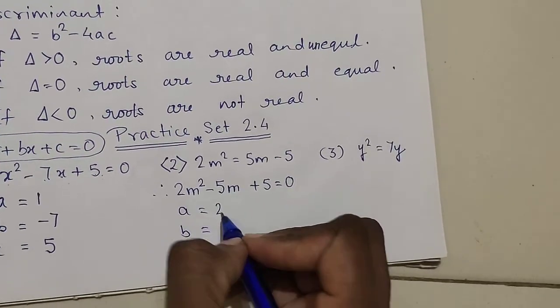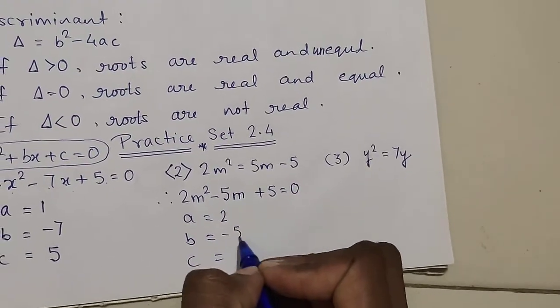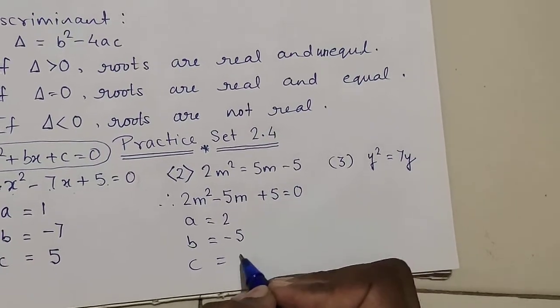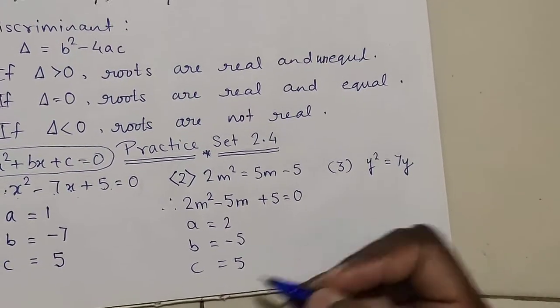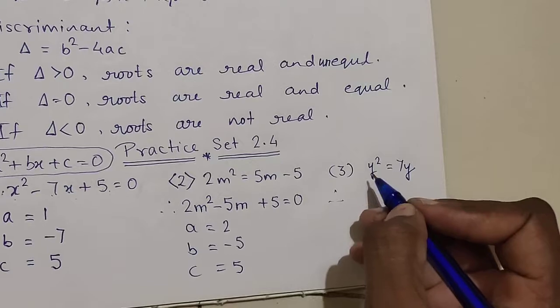What is a? 2. What is b? -5. And what is c? Simply 5. Okay. So now, in the same way, solve the third one.